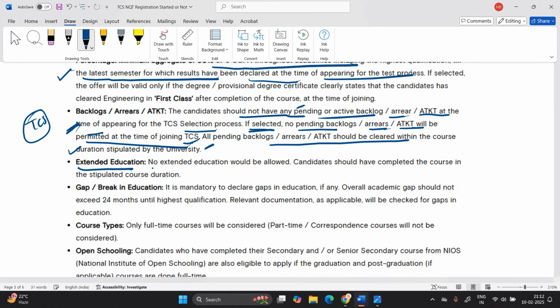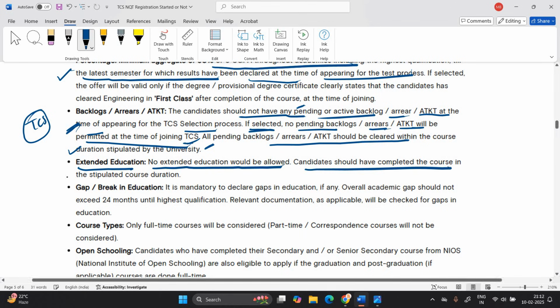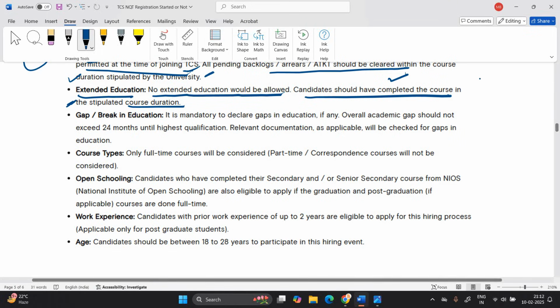What about extended education? No extended education would be allowed. Candidate should have completed the course in the stipulated course duration. जितना time रहता है उसमें ही course को complete करना पड़ेगा. जैसे 4 years का है तो 4 years में ही complete करना है.